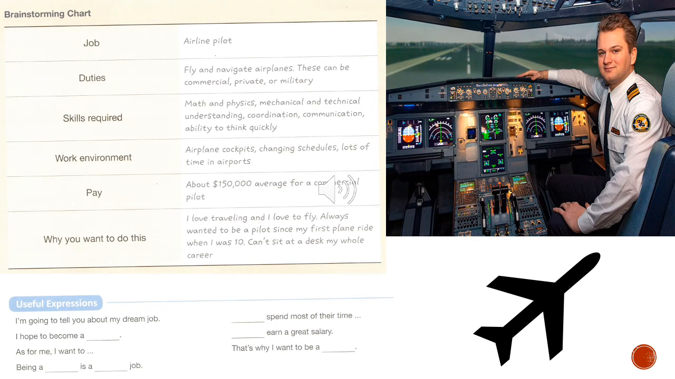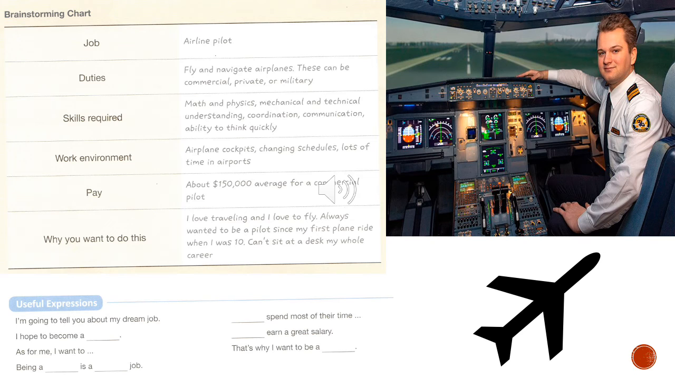The work environment is in a cockpit. You can see a picture here of a pilot in his plane's cockpit. And schedules change a lot, and they spend a lot of time in airports, of course. Pay? Well, a commercial pilot makes pretty good money, between 1억 and 2억 per year, and sometimes more. And why? Why this job? Well, I love traveling and I love flying. I've always wanted to be a pilot.